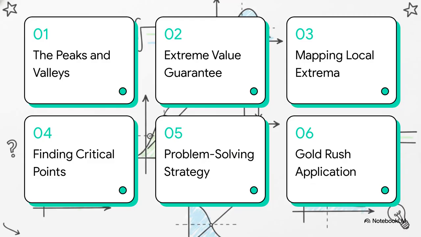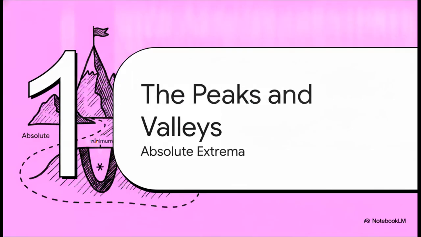We've got a really solid roadmap today. We'll hit the peaks and valleys, check out the extreme value guarantee, map some local extrema, find critical points, walk through the problem-solving strategy, and wrap it all up with the Gold Rush application. So, Part 1. The peaks and valleys.